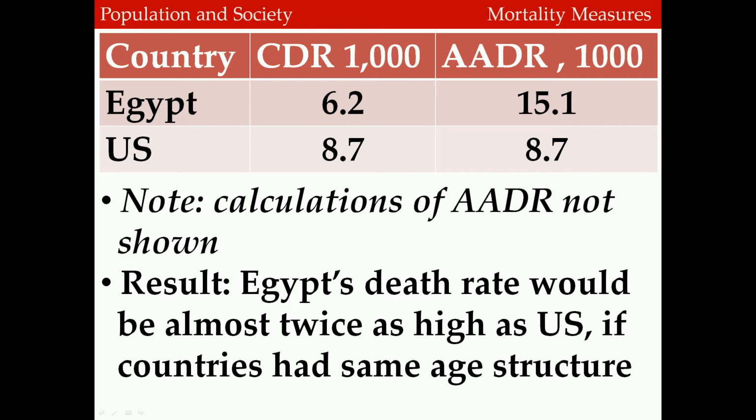And so you can see that after we've done the standardization, we find that the US death rate is actually quite a bit lower than that of Egypt when we consider the same age structure. In fact, it's almost twice as high in Egypt as in the United States, suggesting that age structure was contributing a lot to the value of the crude death rate.